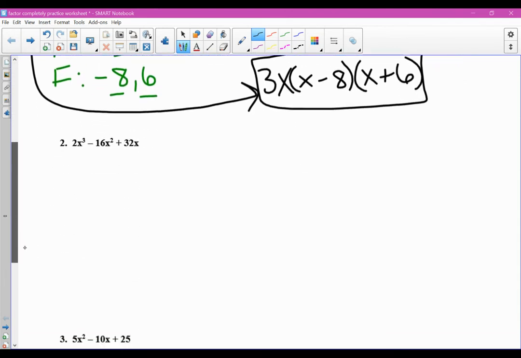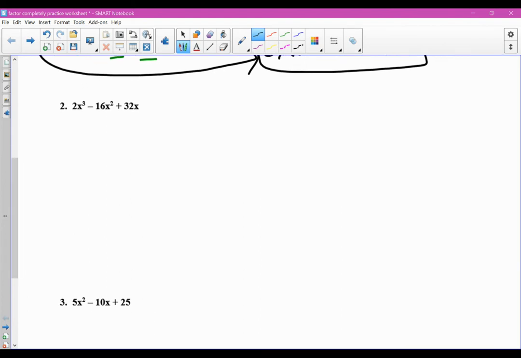All right. So we do the same thing for number 2. First thing we're looking for is the GCF. And again, just like the last one, my GCF here also has an x in it because each of these 3 terms has an x. So my GCF here is 2x. So we're going to factor out that 2x. And left over I have x squared minus 8x plus 16.